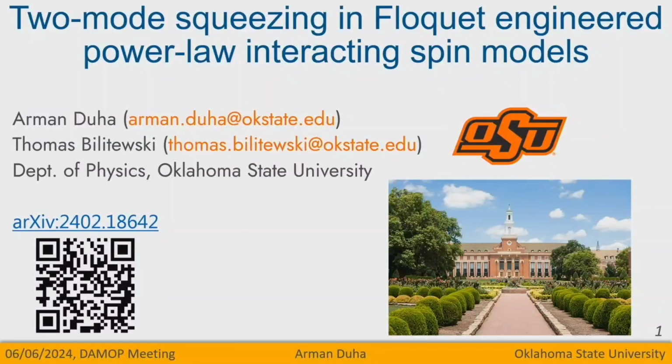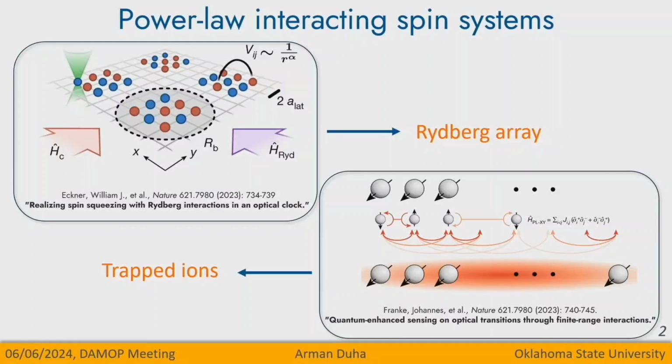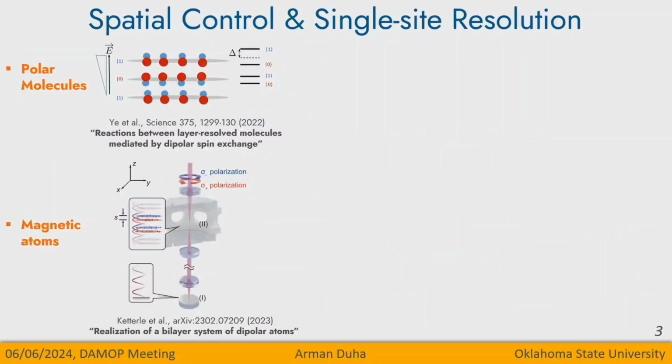What we show in this work is that using Floquet engineering, we not only enhance the amount of spin squeezing, but we also improve the scaling of the spin squeezing with the system size. Spin squeezing has been done in a lot of power law interacting platforms like Rydberg arrays and trapped ions, and power law interacting systems can be realized in a variety of cold atomic platforms.